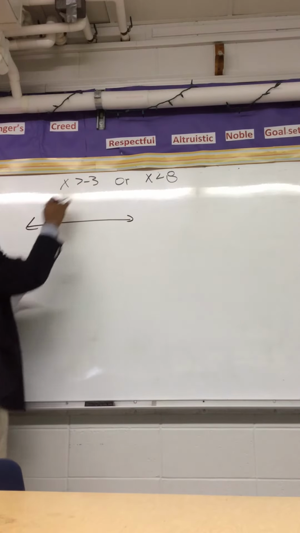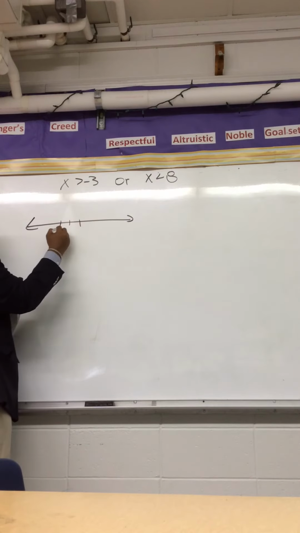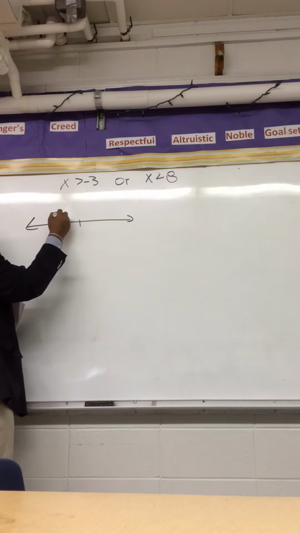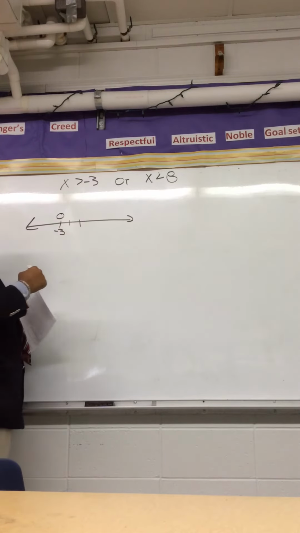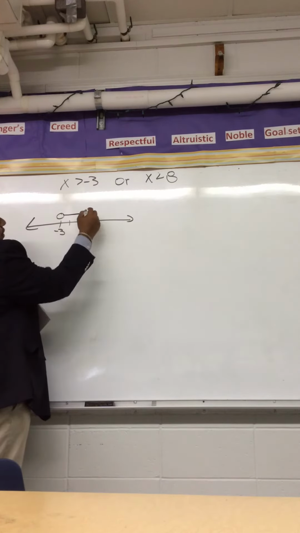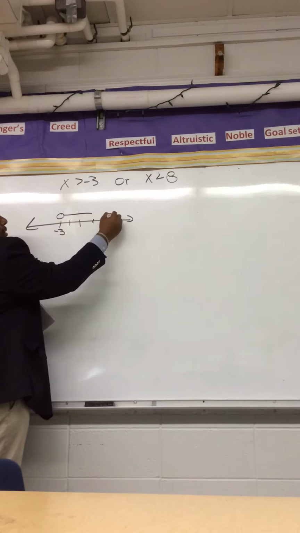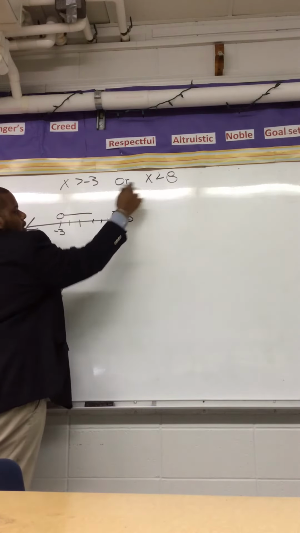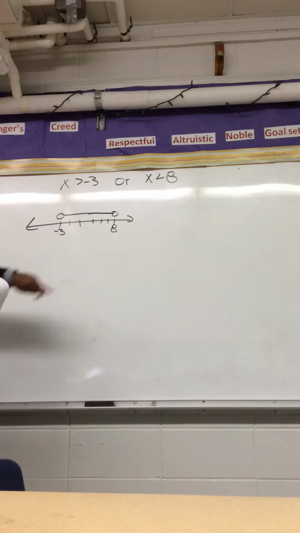So let's start with the first one. x is greater than negative 3. So go to negative 3 on your number line. Put an open circle. If x is greater than negative 3, go to the right. Then you're going to go to 8 on your number line. Put an open circle. And x is less than 8, go to the left. It makes a dumbbell like that. Again, pause the video if you have to and copy that down.